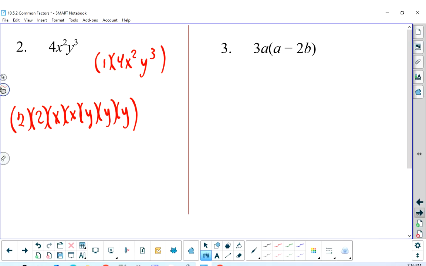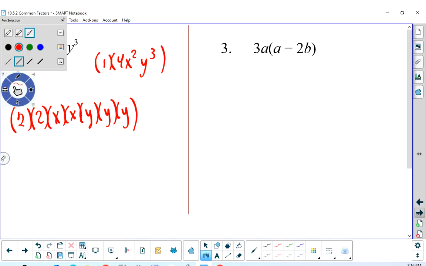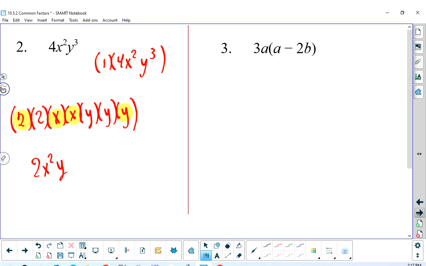If you pick any of those items and multiply them together, and for goodness sake, I'm not going to do many of these, I'll just do one. If you pick this 2 and this x and this y and multiply them together, you would get 2x squared y. And 2x squared y then is a factor of 4x squared y cubed. It's one of many factors, but we're not going to list the factors. We're simply doing the prime factorization.